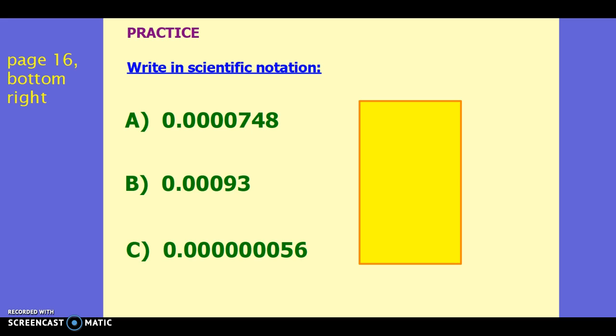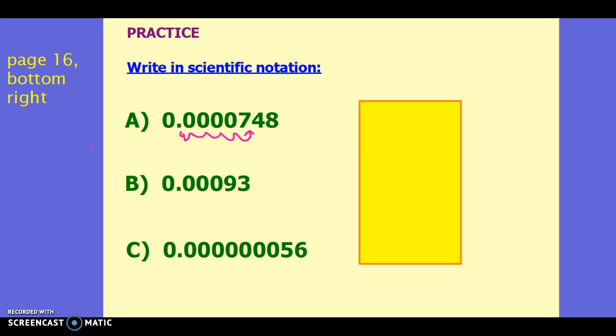Now on the bottom right of that same page, we're going to go the opposite direction. I'm going to give you the really small number and then ask you to change it to a number in scientific notation. So remember, the first thing you always want to do when you write a number in scientific notation is make it into a number between 1 and 10. I would have to move my decimal point 1, 2, 3, 4, 5 places to make that into 7.48, which is a number between 1 and 10.